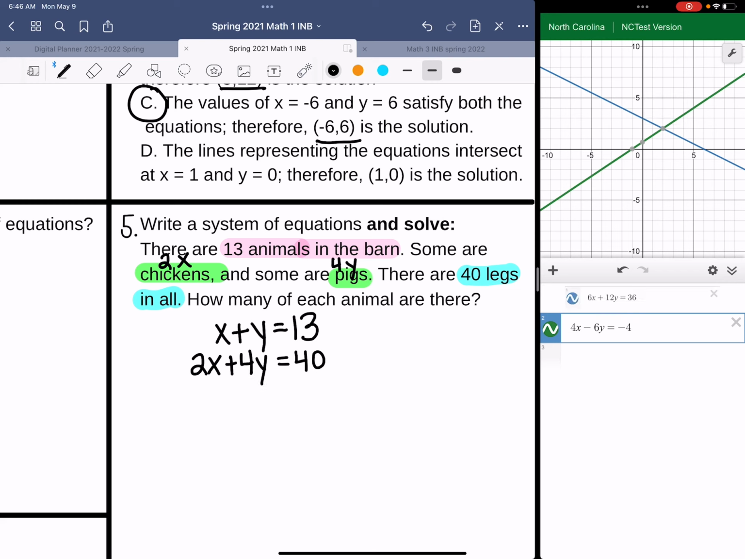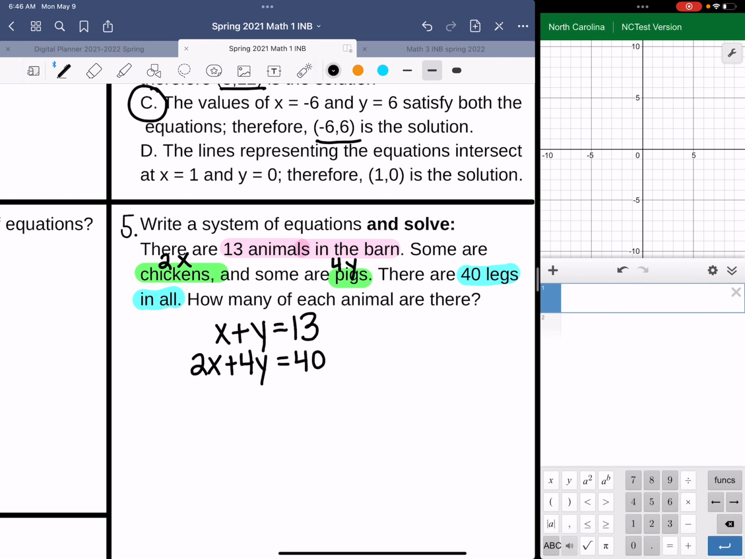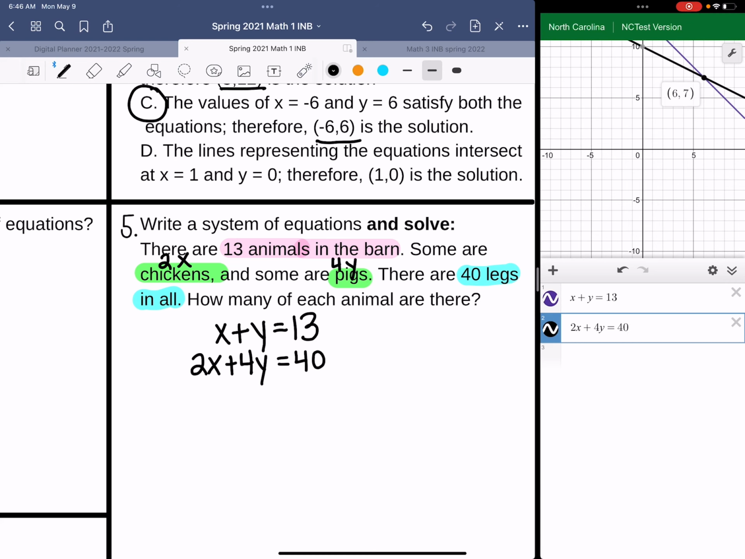Now they want us to actually solve this. So if I put this into Desmos, I'm going to get 2x plus 4y equals 40. And I'm going to look for that intersection. And I get that this is 6, 7. Now, what does that mean? Well, x was chicken, so there's 6 chickens. And then y was pigs, so there's going to be 7 pigs.